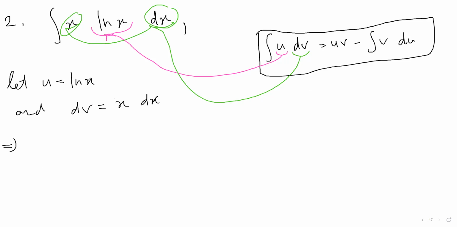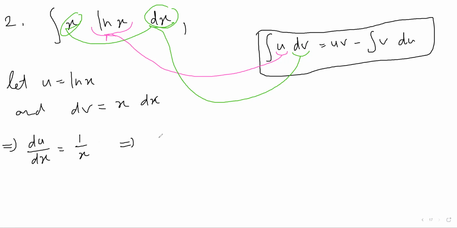Now u is ln x, so what's du? To get du, we differentiate u with respect to x. The derivative of u with respect to x is the same as the derivative of ln x with respect to x, and you guys know that's 1 over x. So du/dx is 1 over x. So what is du? We just multiply both sides by dx. The dx cancels out on the left, you get du, and on the right side, you just get 1 over x dx.